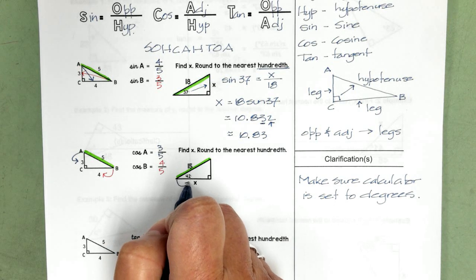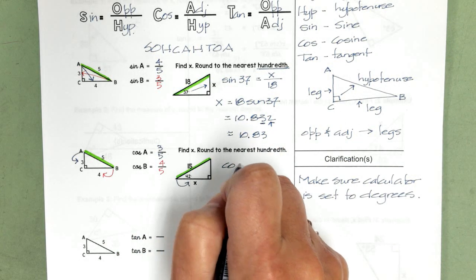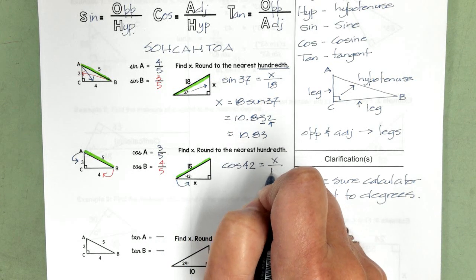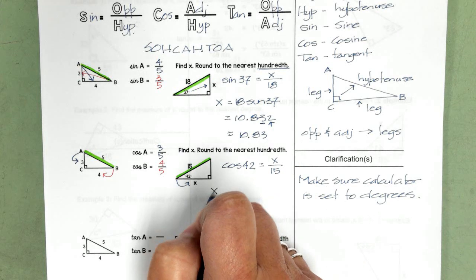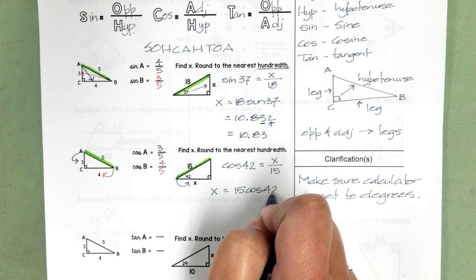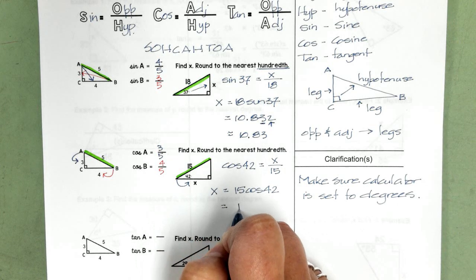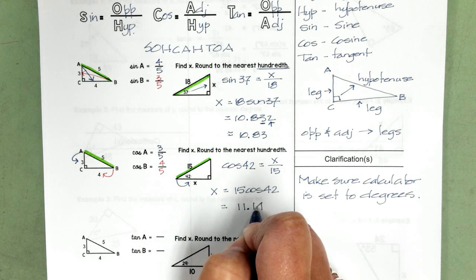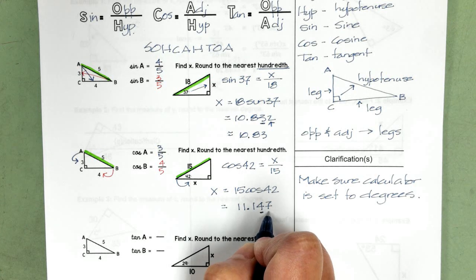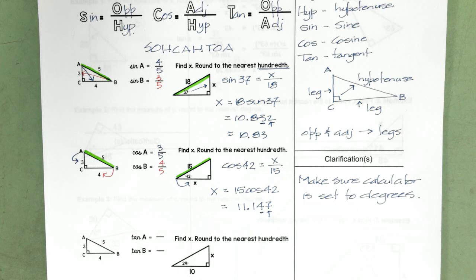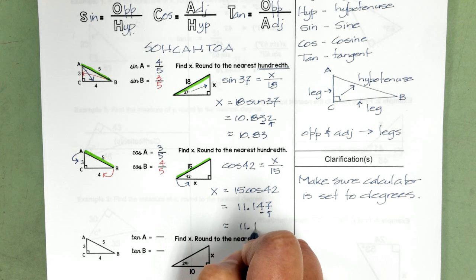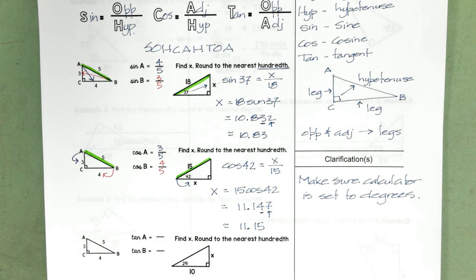Here we're trying to find the adjacent side, so we're going to use cosine. Cosine 42 equals x over 15. Multiply both sides by 15. Plug it in your calculator. You get 11.147. Rounding to the nearest hundredth, the next digit is a 7, so this becomes 11.15.